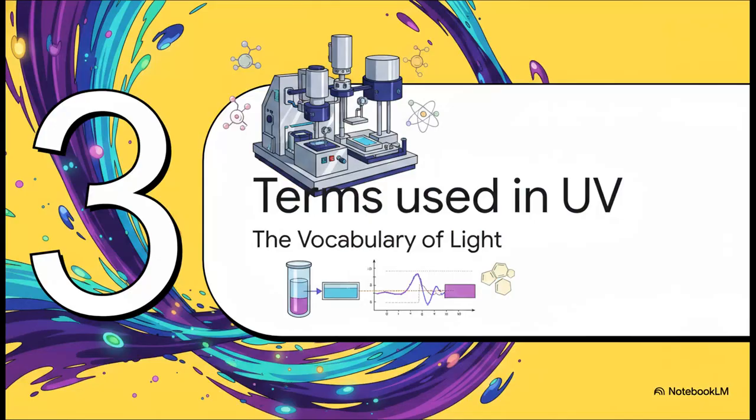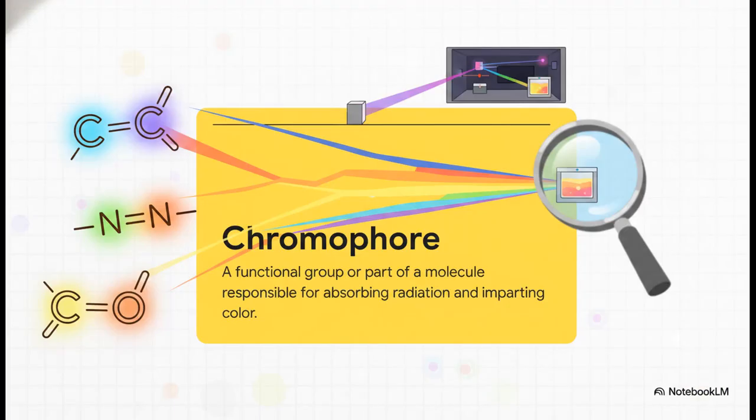Moving right along to Section 3, terms used in UV, the vocabulary of light. First up, we need to talk about the chromophore. This is the functional group, or really just the part of a molecule containing multiple bonds, that is responsible for absorbing radiation and imparting color. Think of the chromophore like an unsaturated carbon double bond, maybe an azo group or carbonyl group, as the primary engine of light absorption within the molecule. It's exactly where those pi to pi star or N to pi star transitions are actually happening.